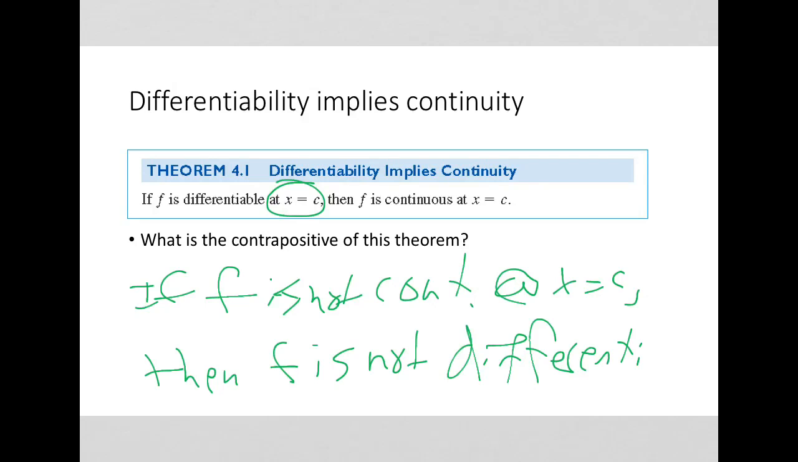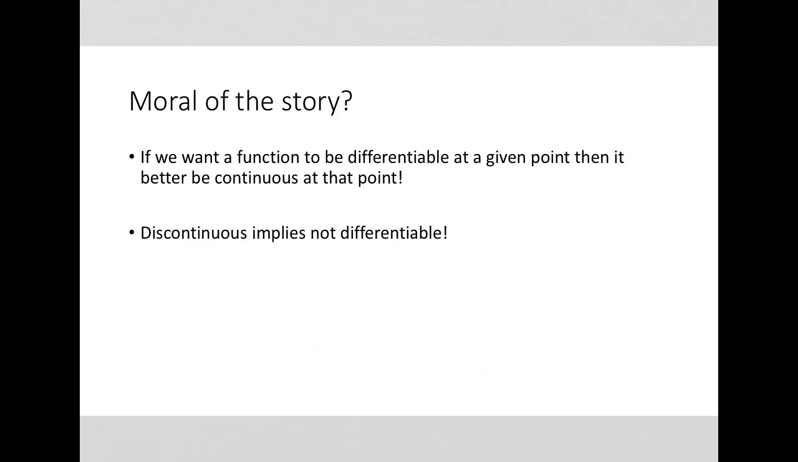Again, you take the opposite of the conclusion. If the opposite of the conclusion is true, then the opposite of the hypothesis is true. If f is differentiable at x equals c, then f is continuous at x equals c. If f is not continuous at x equals c, then f is not differentiable at x equals c. Big idea here. If we want a function to be differentiable at a given point, then it absolutely has to be continuous at that point. If it isn't, then it's automatically not differentiable.